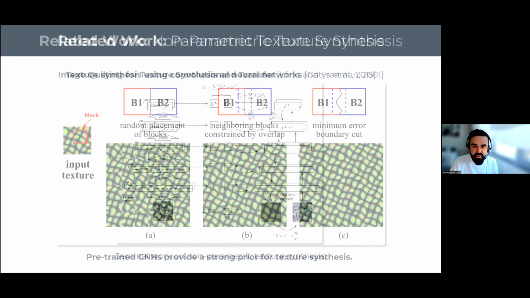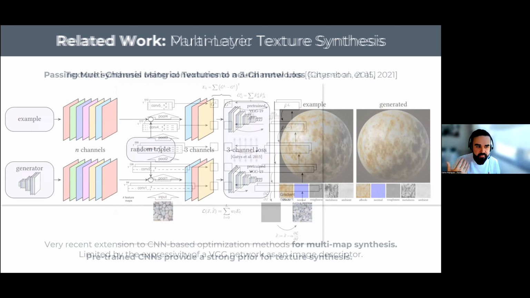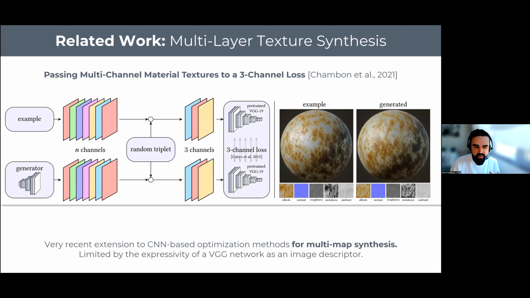In terms of parametric texture synthesis, another seminal work is this paper by Gatys et al., who are the people that did the original style transfer algorithm. They use pre-trained VGG networks as an image descriptor and use optimization to create the new images using those descriptors. This idea was also extended to texture stacks quite recently. So instead of synthesizing only one map, you can synthesize multiple maps using this idea.